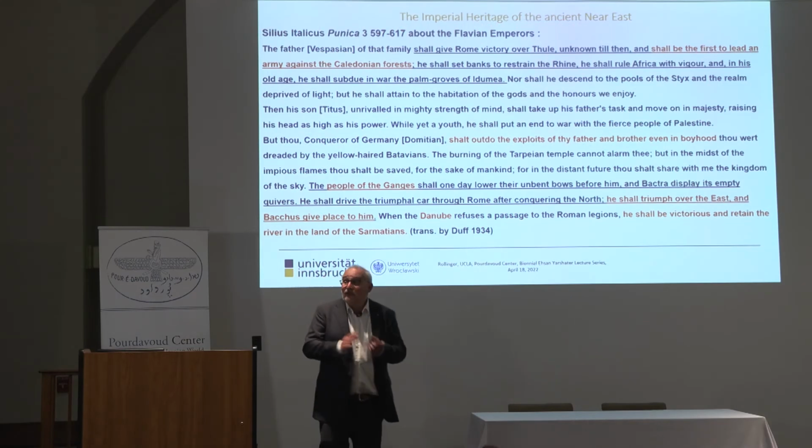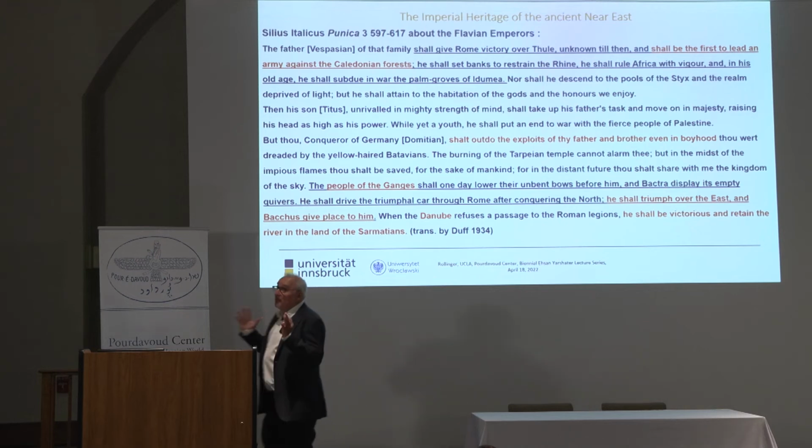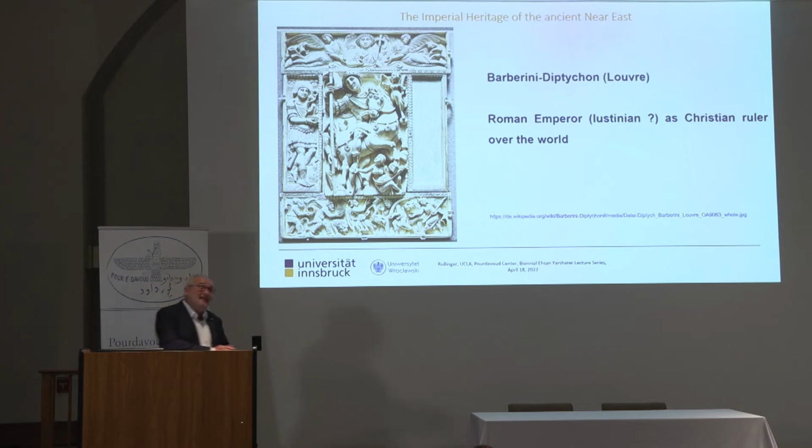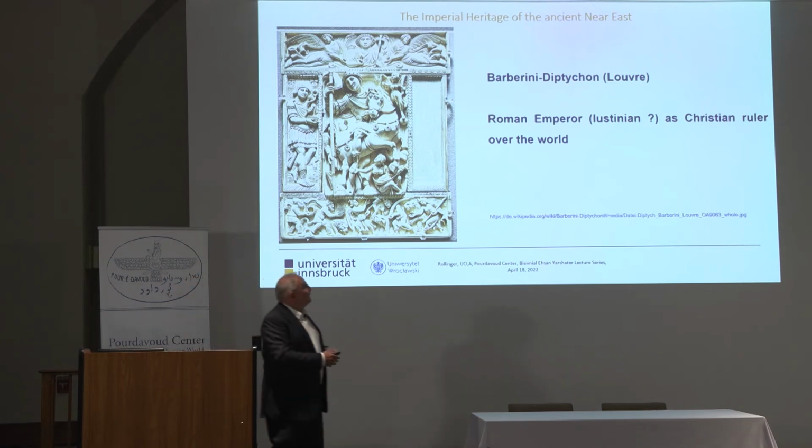So again, world rule, true world rule, and this will become true at the time of Domitian, has to include the eastern borders of the world as they have been defined by the Achaemenids. It has to include India. This is absolutely true. And this, we can follow up until late antiquity.